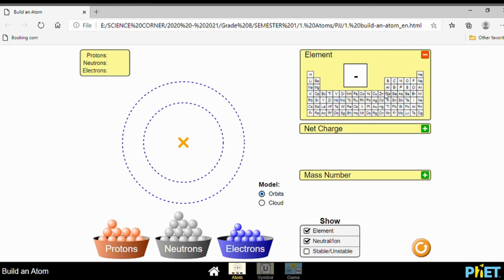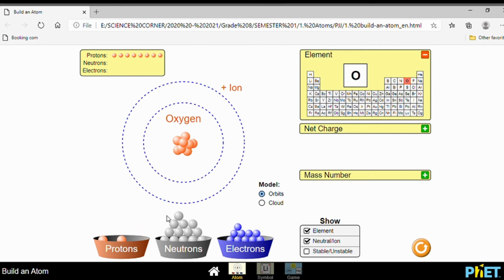Now, let's try to make a neutral atom of oxygen. Let's find out the number of protons of oxygen. 1, 2, 3, 4, 5, 6, 7, 8. So oxygen has a proton number of 8.